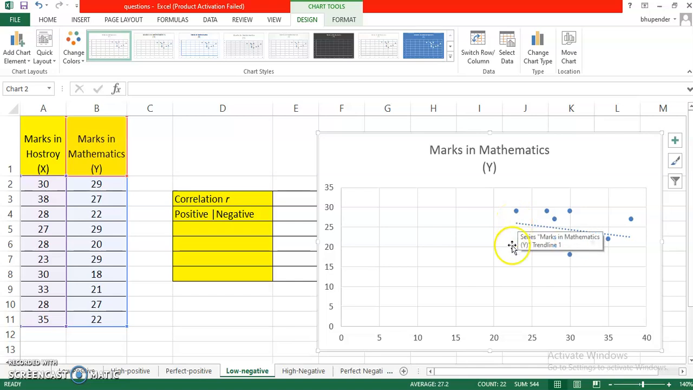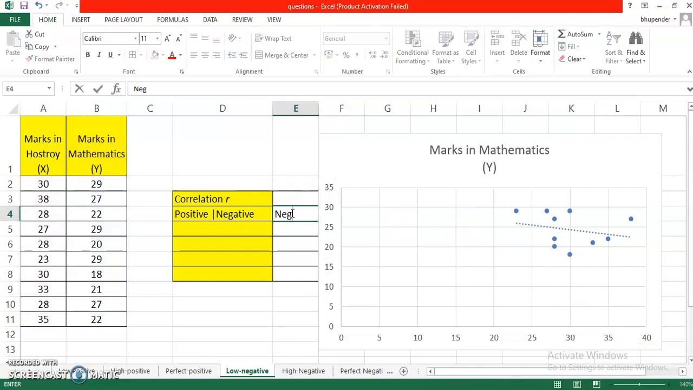Why negative? Because for lower values of x, the y is very high, while for higher values of x, the y is low. And the line is starting from the top left corner of the graph and ending at the bottom right corner of the graph. So it is a negative correlation for sure. And the graph tells me that it is a low negative correlation.